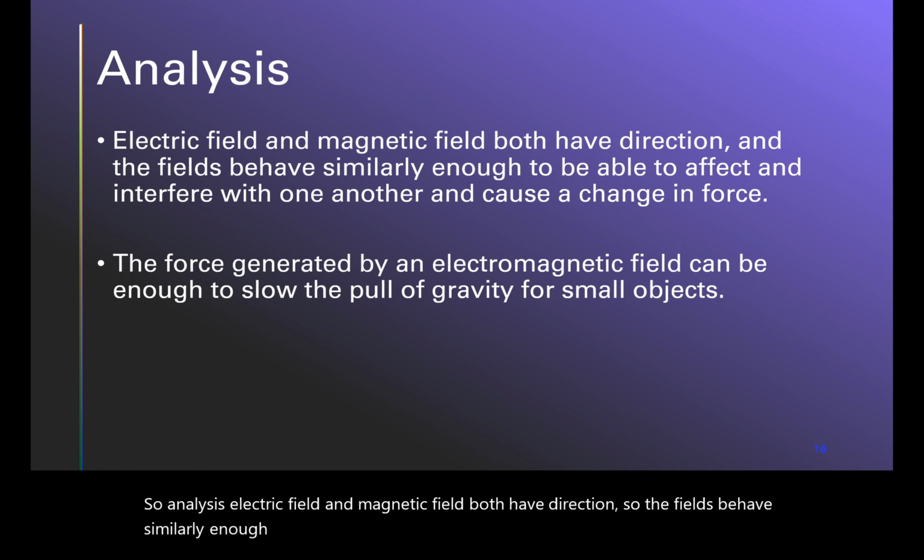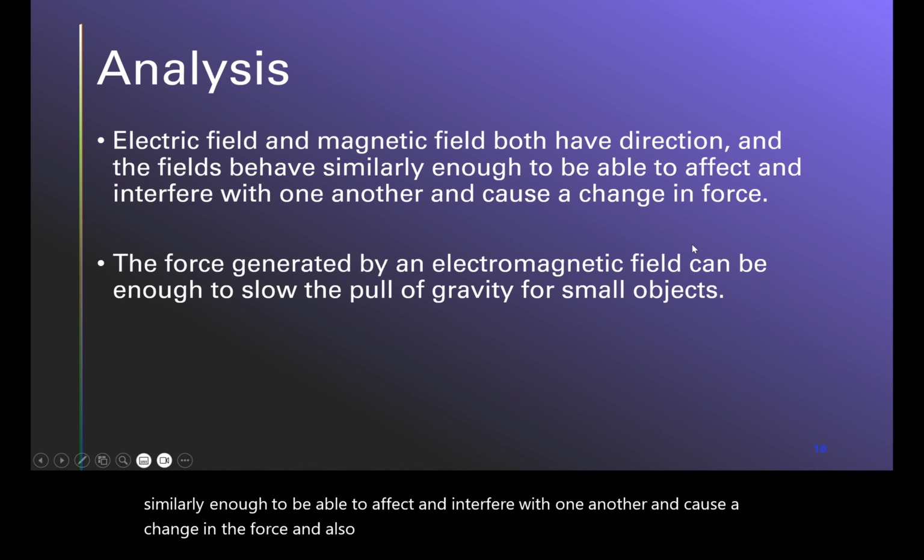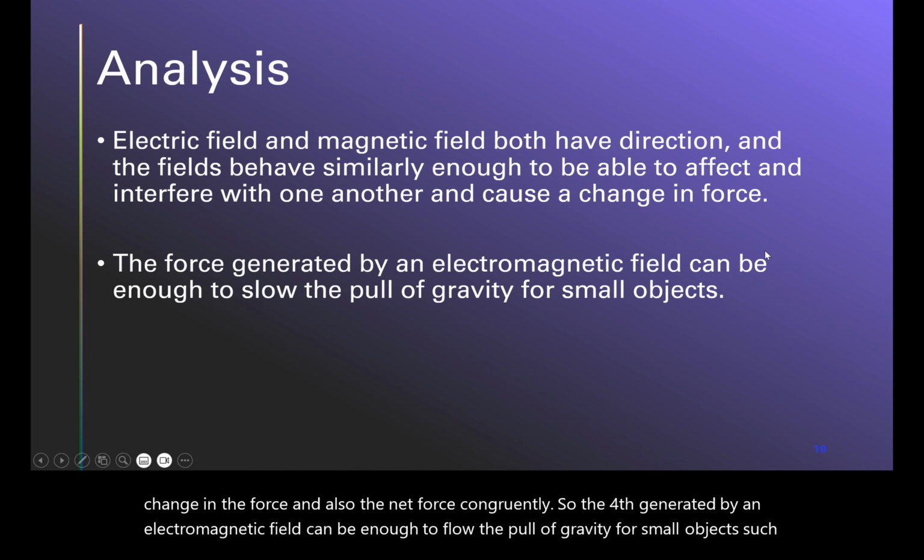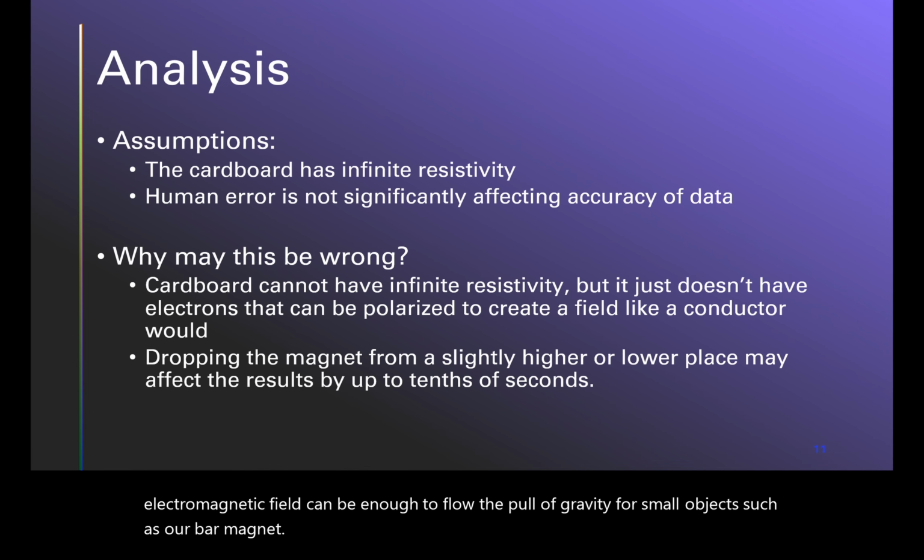So the analysis. The electric field and magnetic field both have direction, and the fields behave similarly enough to be able to affect and interfere with one another and cause a change in the force. The force generated by the electromagnetic field can be enough to slow the pull of gravity for small objects, such as our bar magnet.